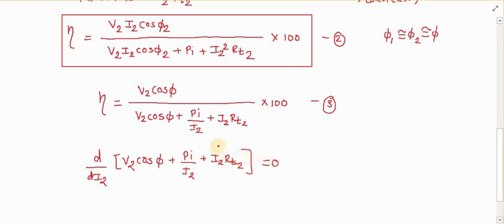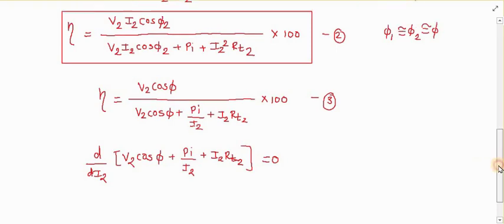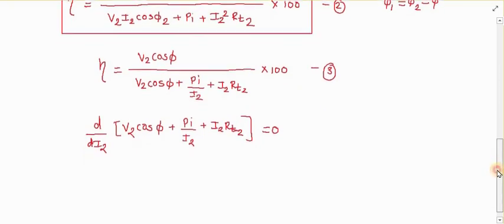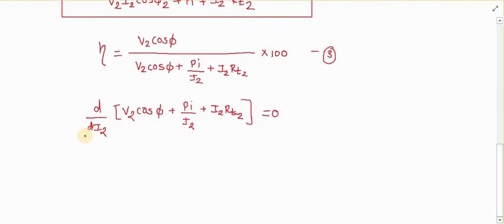If the secondary terminal voltage I will assume to be constant, then for a given load power factor cos phi, the efficiency is maximum when the denominator of equation number 3 is minimum. And when will this happen? When I take the derivative of this denominator with respect to I2 and equate it to 0. So what is the derivative of this equation?